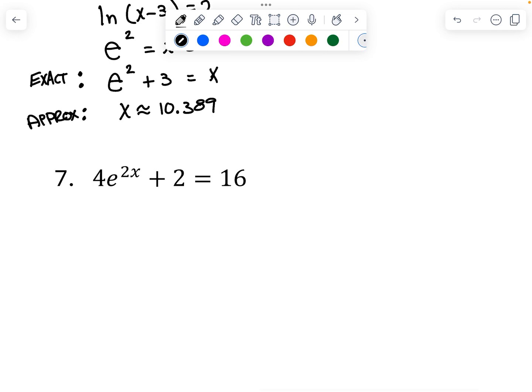Okay, on this one I'm going to move the 2. So we're going to have 4 e to the 2x equals 14. And then I'm going to divide by 4. I then have e to the 2x equals 7 halves. The variable is in the exponent, so I am going to change it to a logarithm.